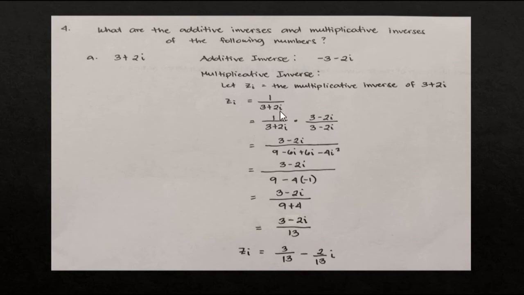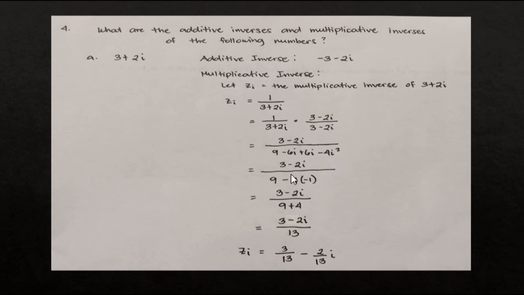Again, let us rationalize it first. So, we multiply by 3 minus 2i, because it is plus here, so we flip the sign of the second term, to rationalize. So, 1 times 3 minus 2i, that is 3 minus 2i. Then we do our FOIL method. 3 times 3 is 9. 3 times negative 2i is negative 6i. 2i times 3 is positive 6i. 2i times negative 2i, that is negative 4i squared.